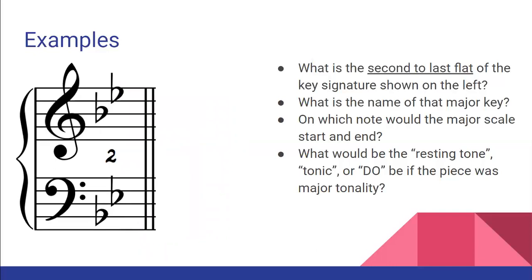This key, although seemingly simple looking, often causes a lot of errors because we need to know the second to last flat, not the 2nd flat. So what is the second to last flat? It's a B flat. So this is the key of B flat, meaning that our scale would start and end on B flat, and the resting tone of the piece of music would be a B flat.